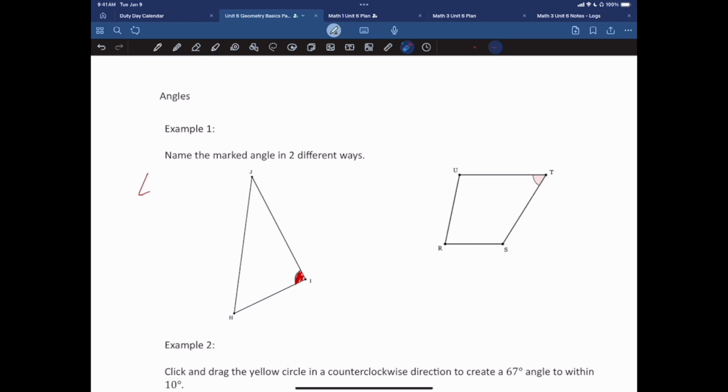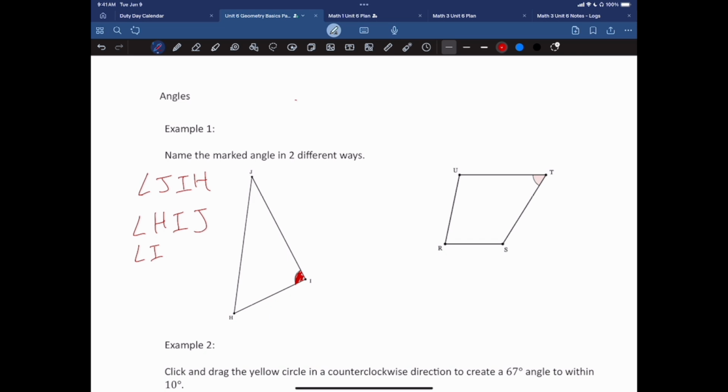So it's going to be angle JIH, or I can reverse it and go HIJ. The important thing is knowing that my vertex is in the middle. That's one way to do it. Another way is if you have an angle like this, where there are no other angles coming off of it, I can use just the vertex. So I can also say angle I.